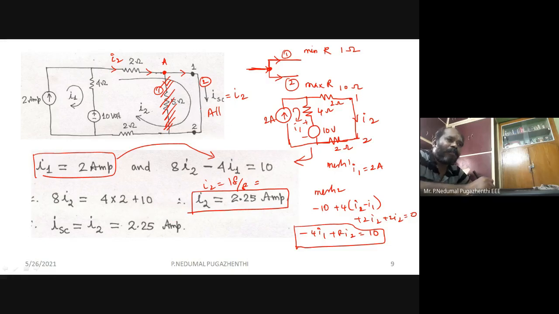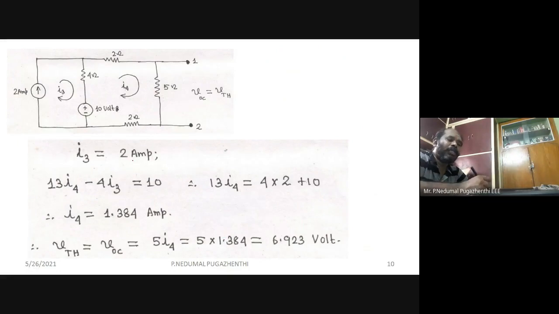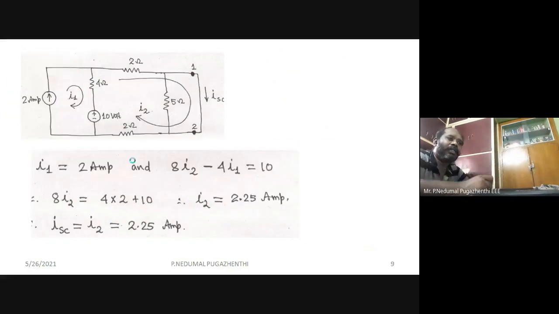And that is the current passing through this short circuit. So my IN is equal to what? My IN is equal to 2.25 amperes. Rn we have already found. So my equivalent is going to be, even I can write here somewhere.